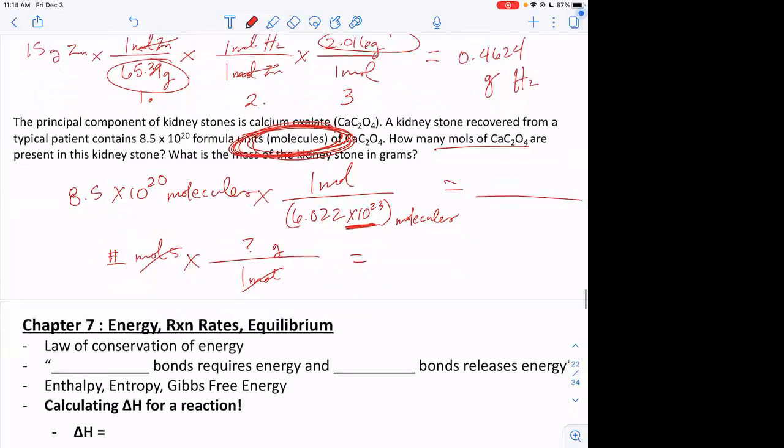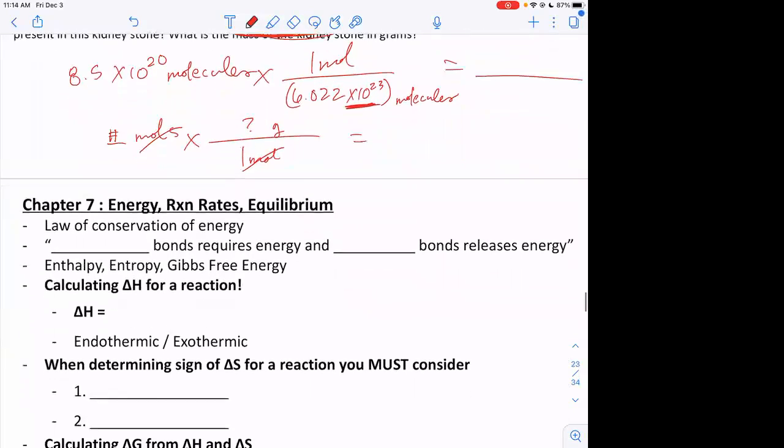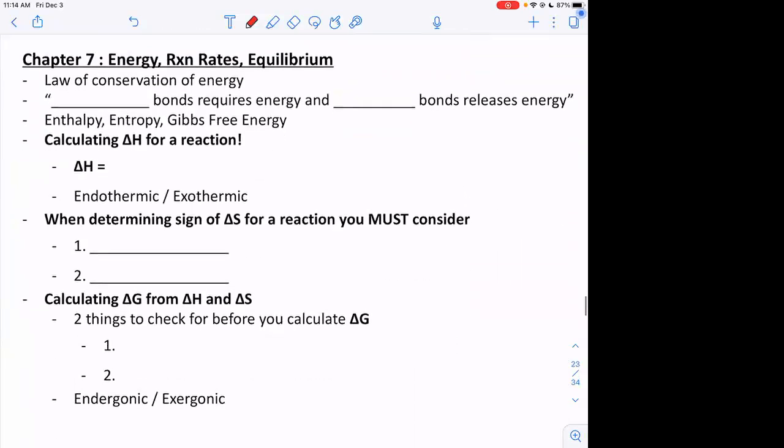Okay, all right, that's chapter 6. And then chapter 7: energy, reaction rates, equilibrium, Le Chatelier's principle too. So we talked about the law of conservation of energy, and we talked about how we're looking at enthalpy, entropy, Gibbs free energy. And we had to understand how energy works in chemical reactions.